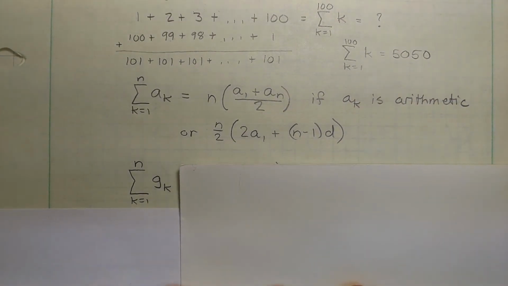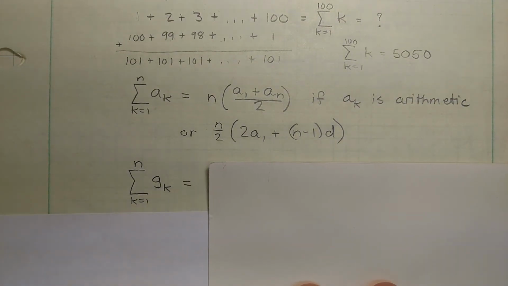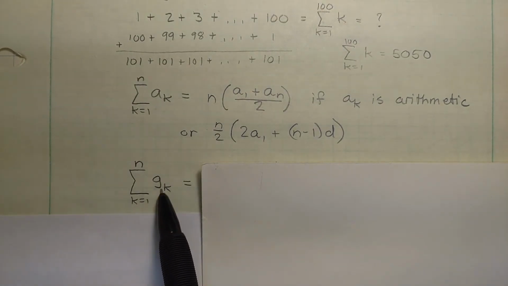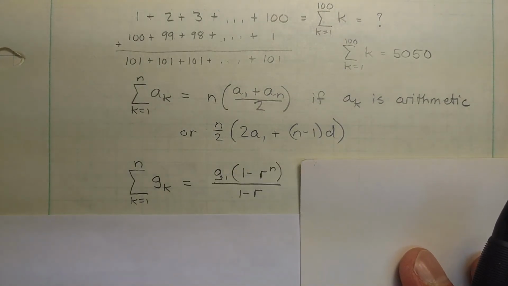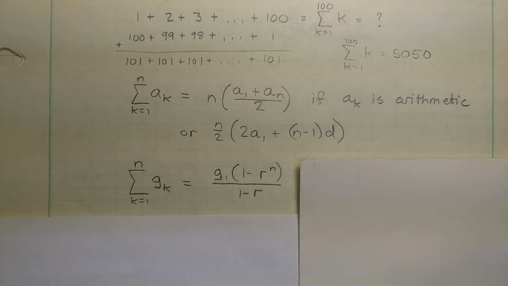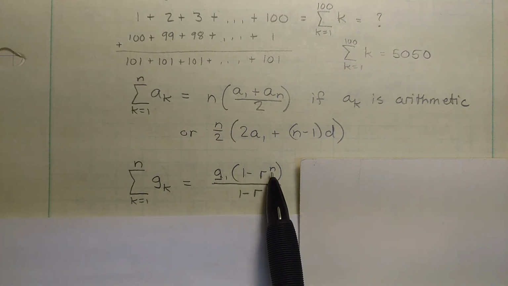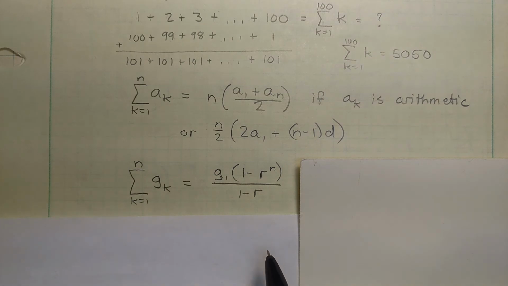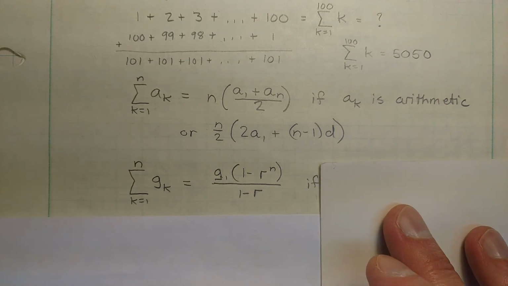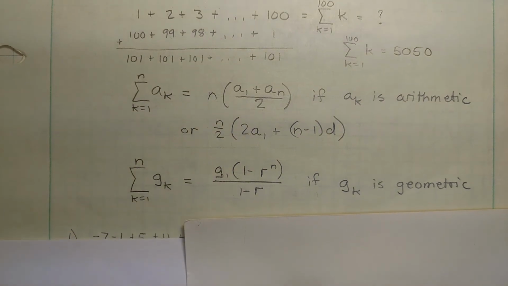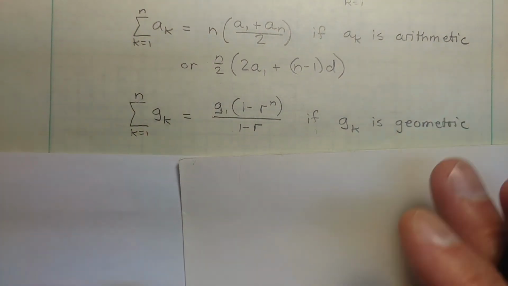So let's go ahead and let's look at what happens if it's geometric. So notice this A of k I wrote to designate that was if it was arithmetic. Well, what if it's geometric? Well, if it's geometric, it's going to look like this. It's going to look like our first term times 1 minus r to the n power, where r is the common ratio, and of course n is the number of terms, divided by 1 minus r. So that's if it's geometric. So let's look at applying these formulas.